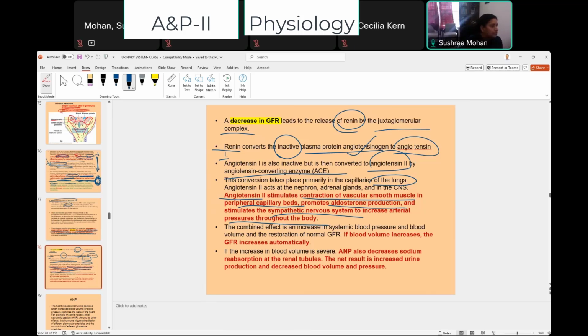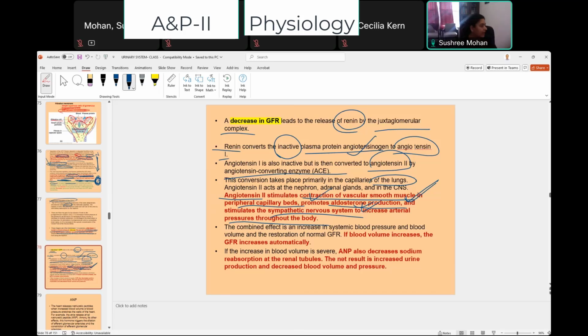It acts on the smooth muscle and causes contraction so that the blood pressure will increase. It causes the secretion of the hormone aldosterone from the adrenal glands so that sodium reabsorption will happen. Once sodium is reabsorbed, water will follow sodium, so volume will increase and more sodium will be retained. Because you need more pressure to push more volume of blood, blood pressure will increase. The third thing is that it activates the sympathetic nervous system, which causes vasoconstriction and increases the blood pressure.